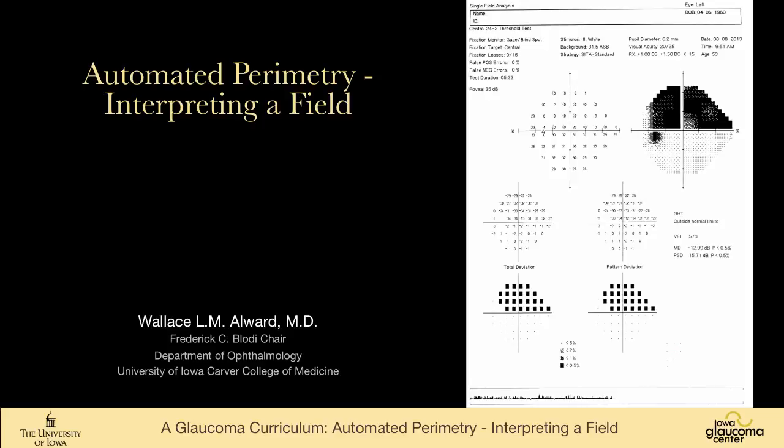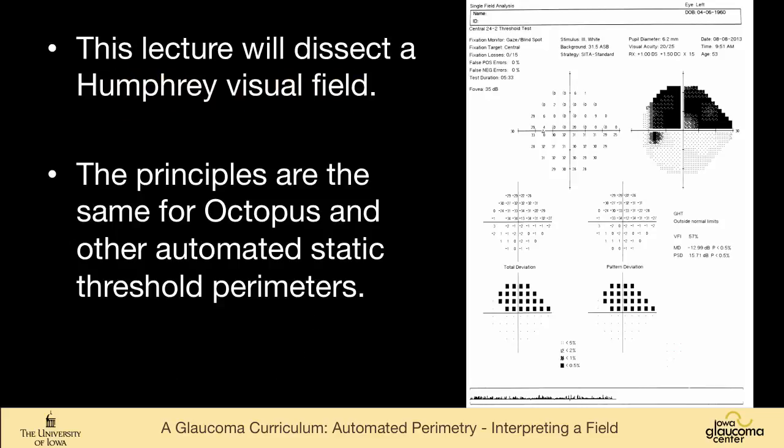What I'd like to do is just take a field and go through the whole thing and tell you how you might look at a visual field, how I look at a visual field. And we're going to talk about a Humphrey field because that's what I have the most experience with, and most of our automated perimeters are Humphreys, but the same principles would apply for Octopus and other automated static threshold perimeters.